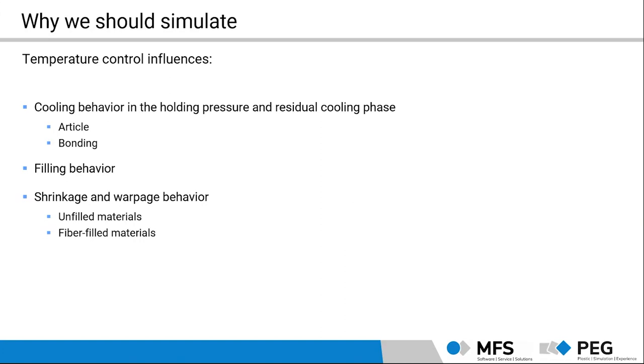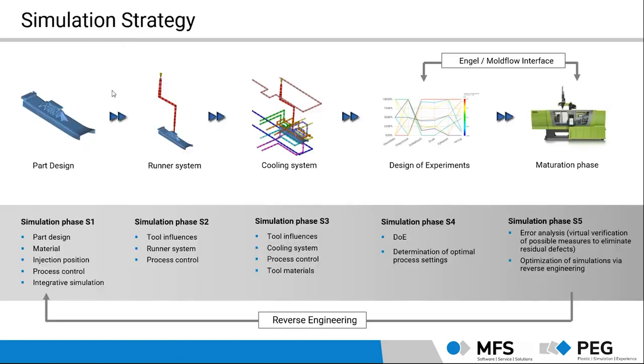So let's have a closer look at the simulation strategy we prefer. Typically we start with the part design in the first simulation phase. After that is done, we switch to the second phase, where we include the tool influences like the runner system, and then in phase 3, of course, the cooling system. That is our main part, and that is what we focus on in more detail in this training.